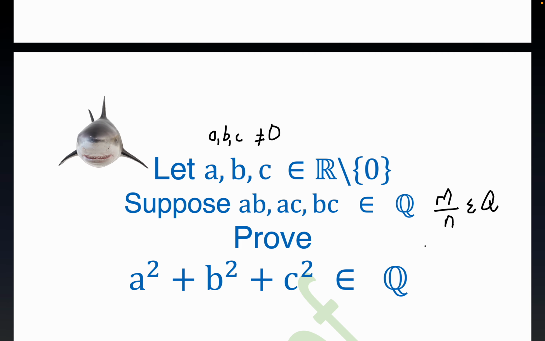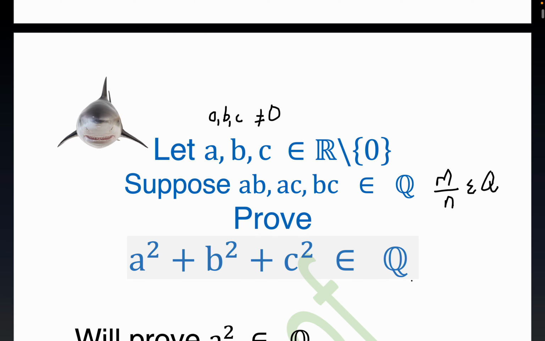Now, we're supposed to show that given these three conditions, three products that are rational numbers, we're supposed to show that the sum of the squares of the individual numbers is a member of Q. And it's a symmetrical problem. So I'm going to use closure to save some work here, and the magical word similarly.